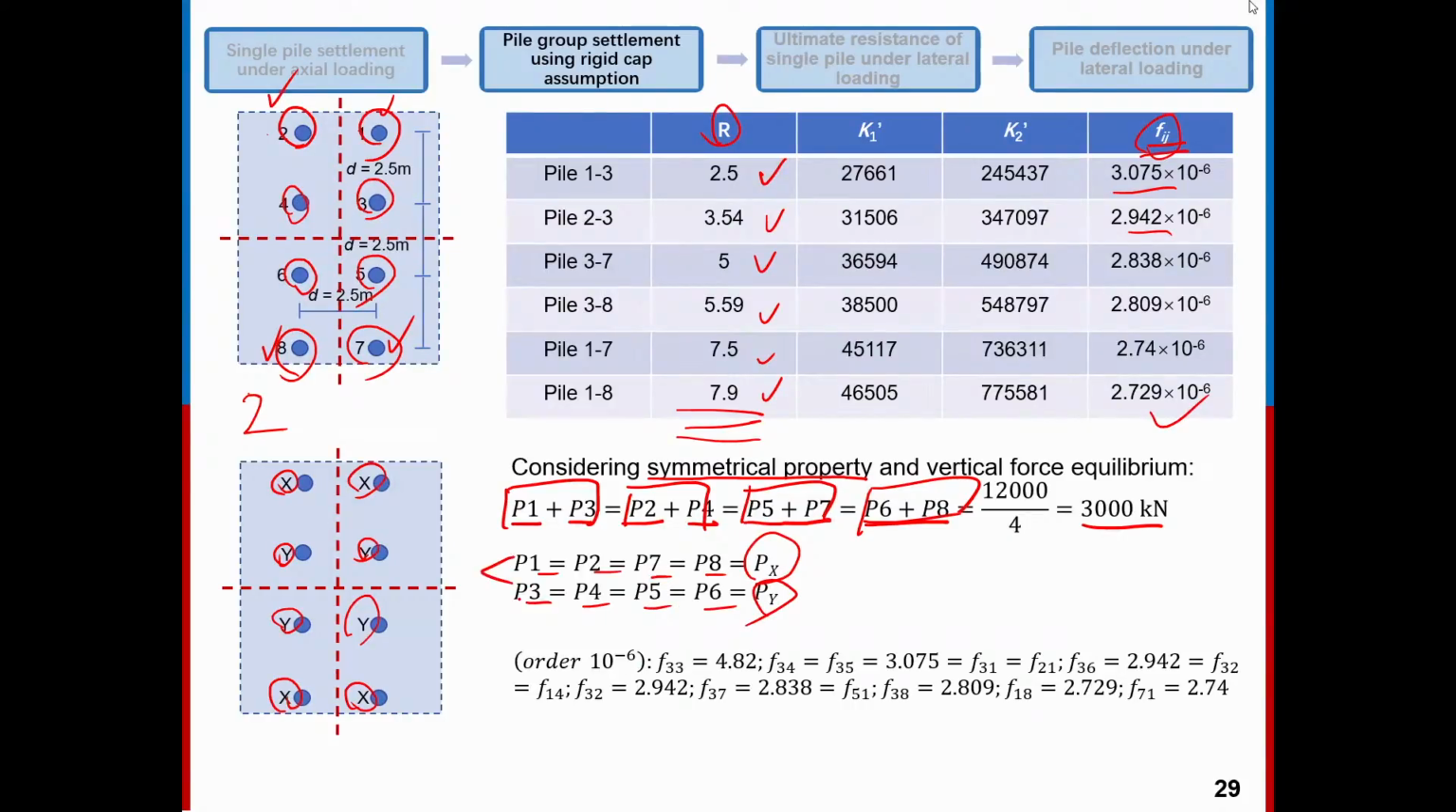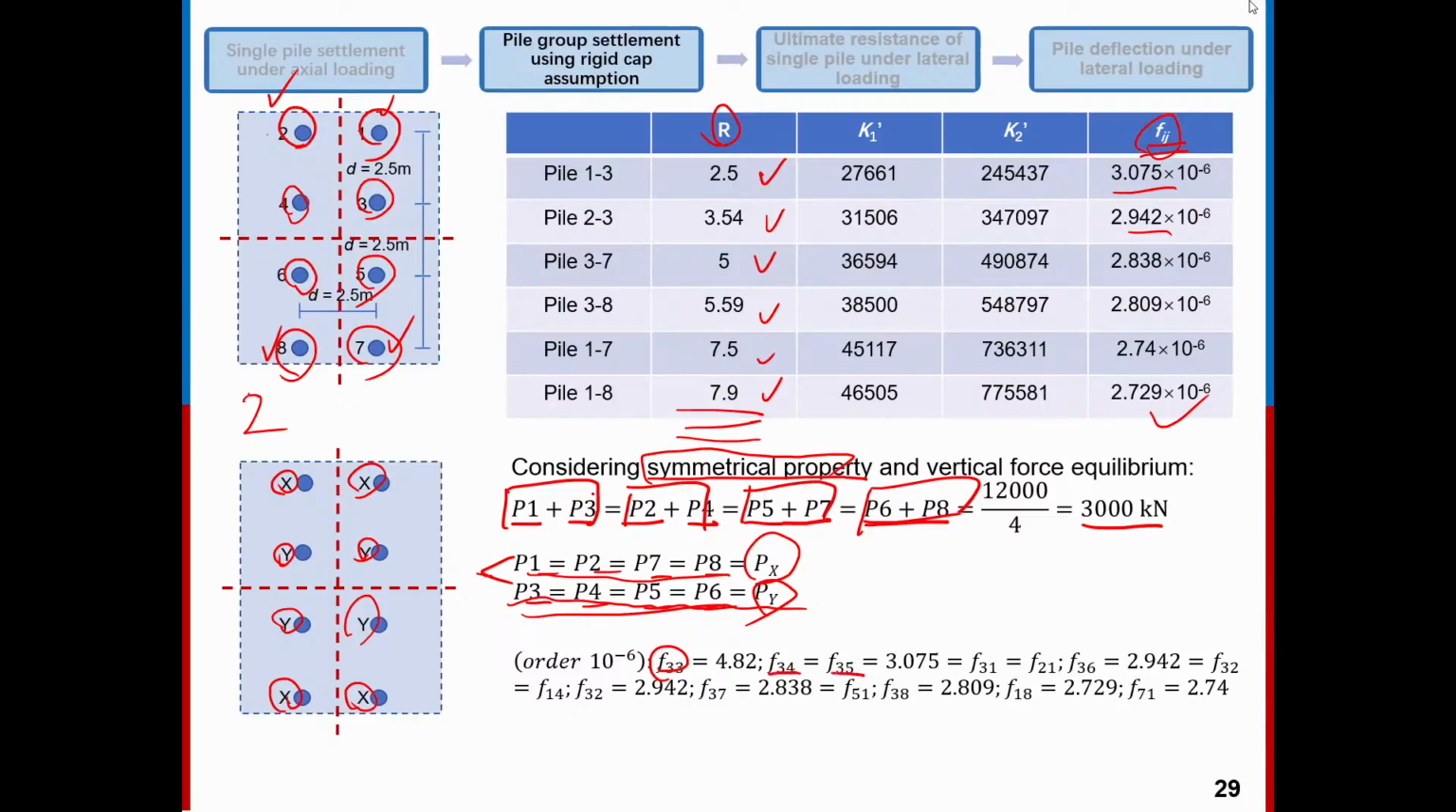Is Py. So we simplify it, right? Based on the symmetrical property and vertical force equilibrium, we get this simplified condition, okay? Simplified because these 4 are the same, these 4 are the same, okay? And for the influence factor, we already discussed in quite detail, okay? We just show you some as an example, okay?